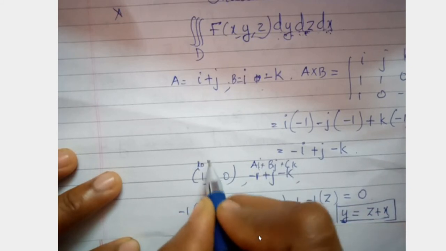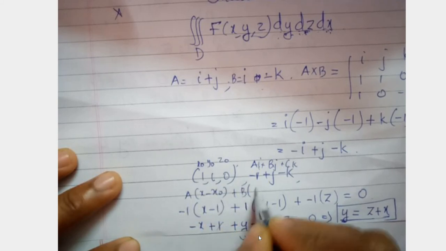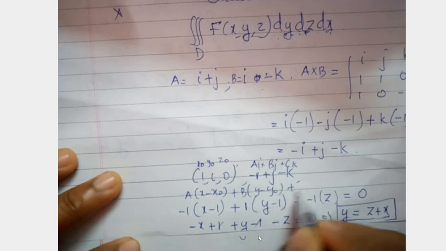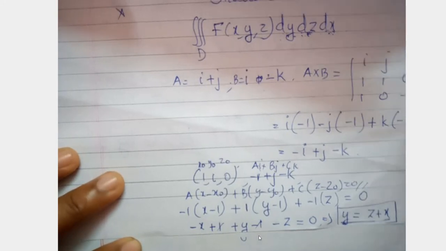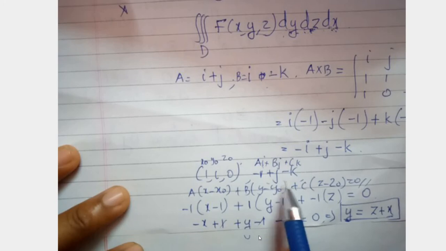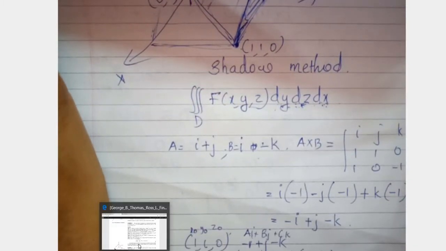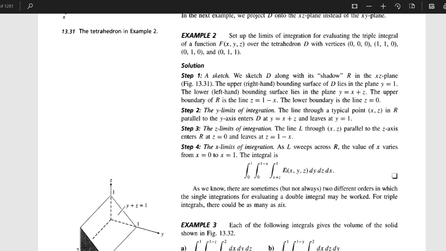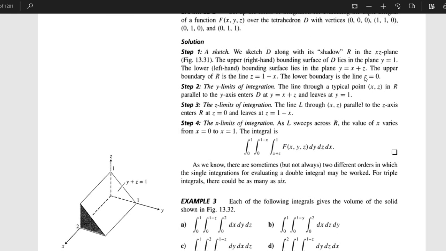This is x naught, y naught, z naught. So a into (x minus x naught) plus b into (y minus y naught) plus c into (z minus z naught) equal to 0 is the equation of a plane when a point and a normal line are given. So the plane is given by y equal to z plus x. Look at the textbook, then you can see that the plane is y equal to z plus x.